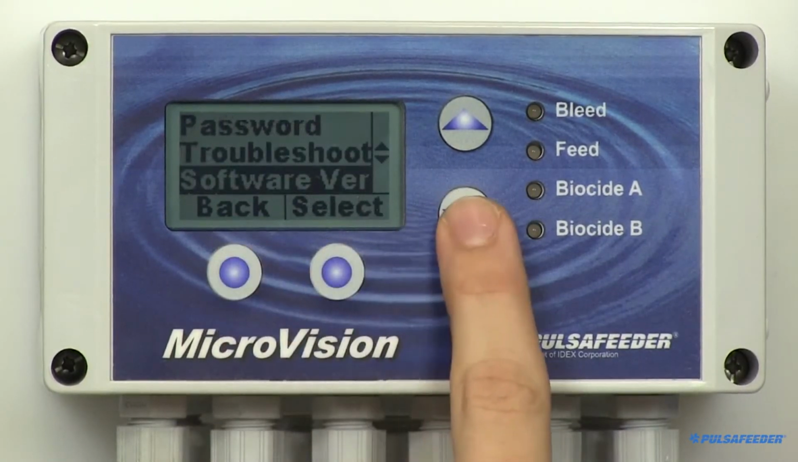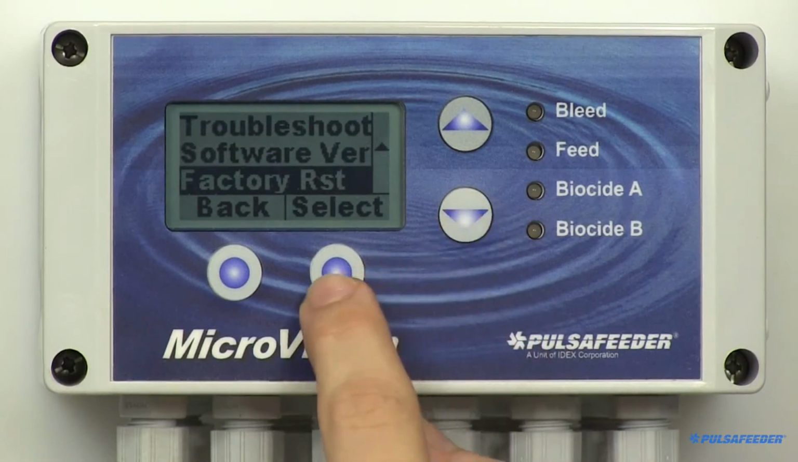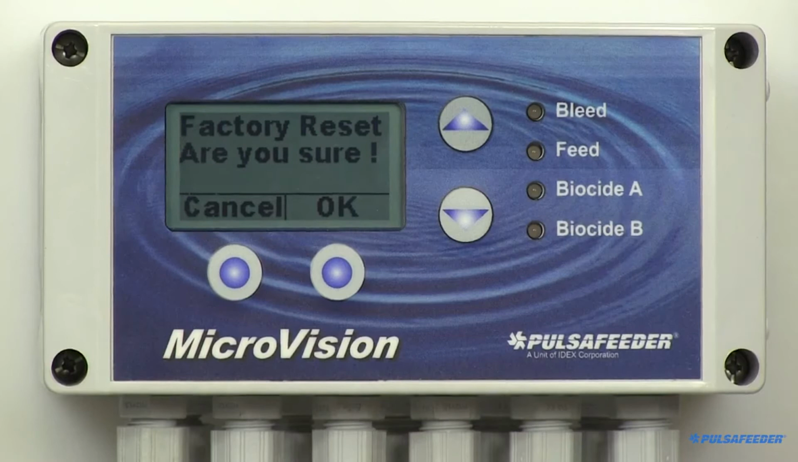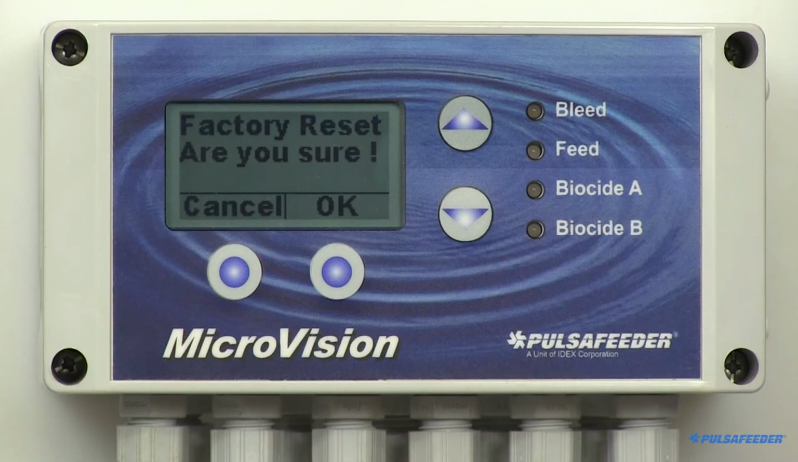The controller can be reset to the factory default values at any time. This can be done through the factory reset screen. Of course, be absolutely certain that this is your desire before performing a reset. The unit will prompt you for a decision whether to proceed or not.